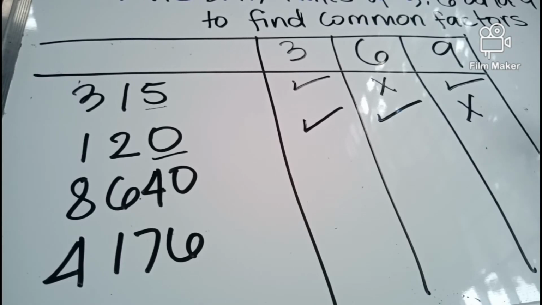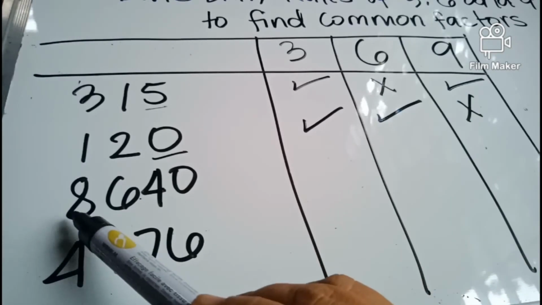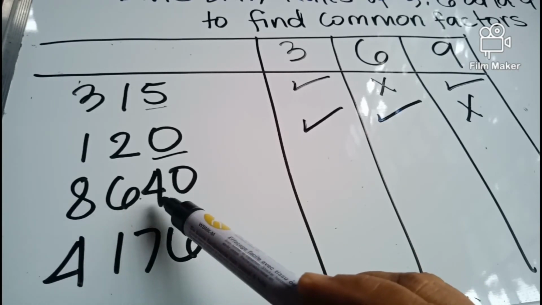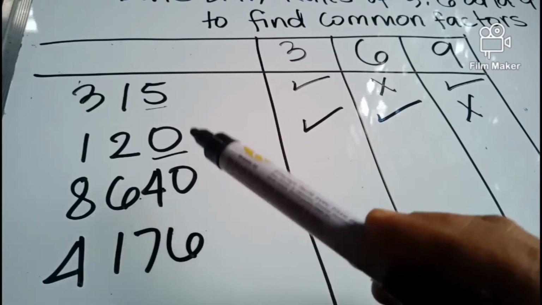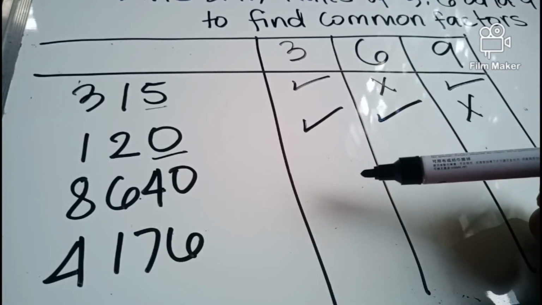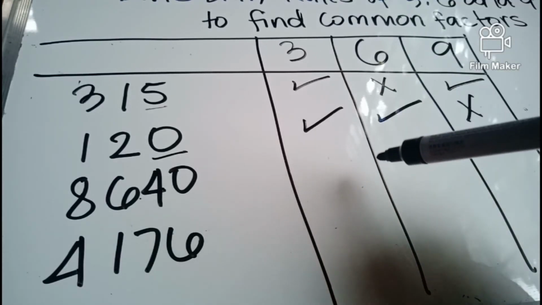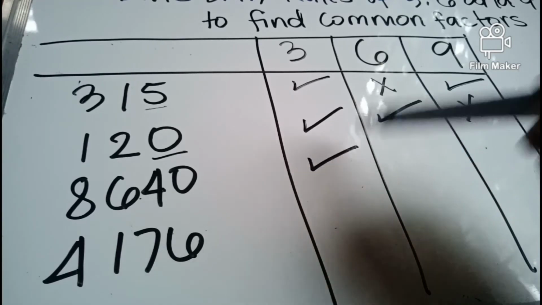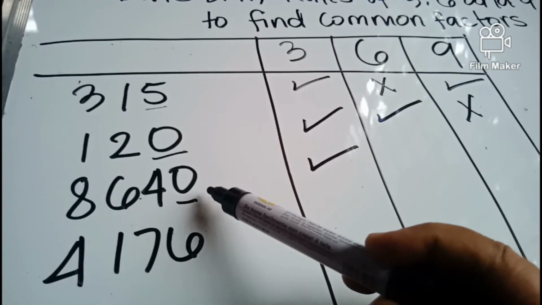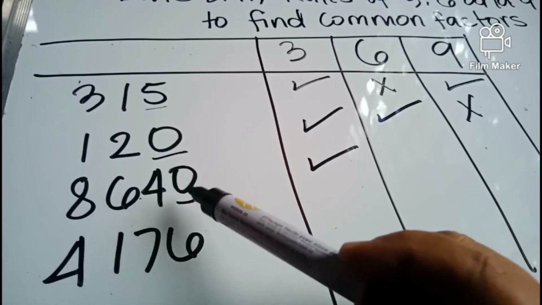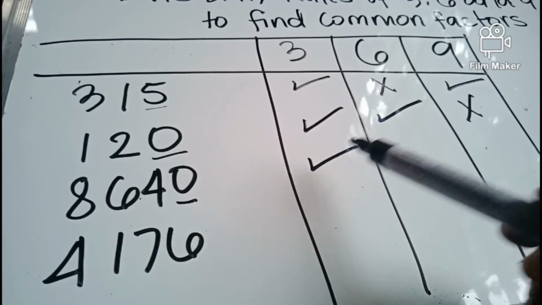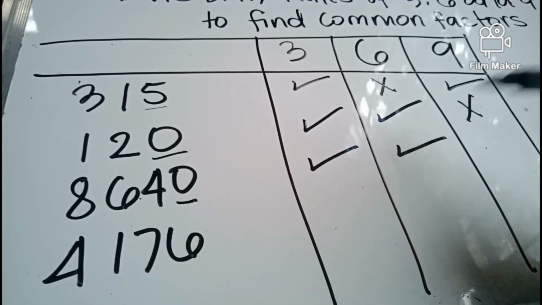Next, 8,640. 8 plus 6 is 14 plus 4 is 18 plus 0 is also 18. So 18 divided by 3 is 6. Therefore, it is divisible by 3. Then, it ends in 0. 0 is divisible by 2. So, 8,640 is divisible by 2. It is divisible by 3. Therefore, it is divisible by 6.